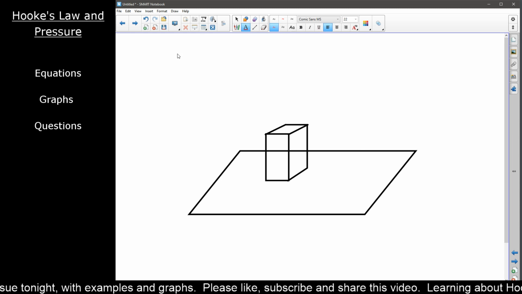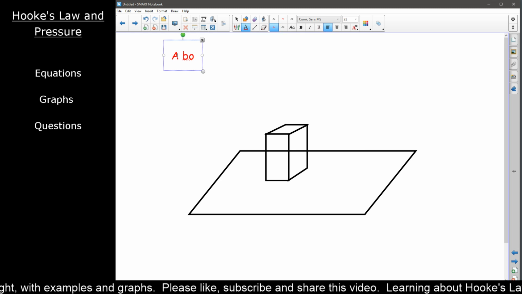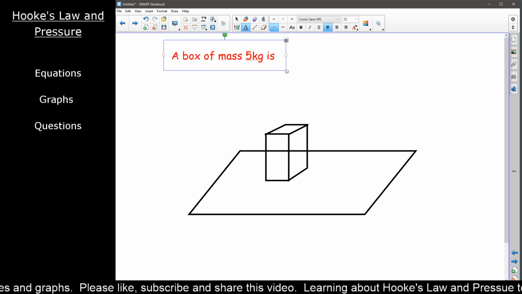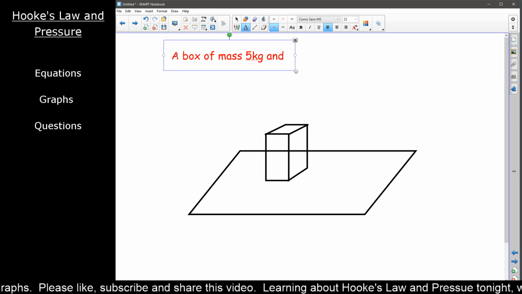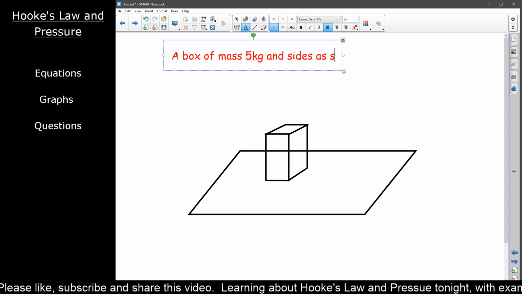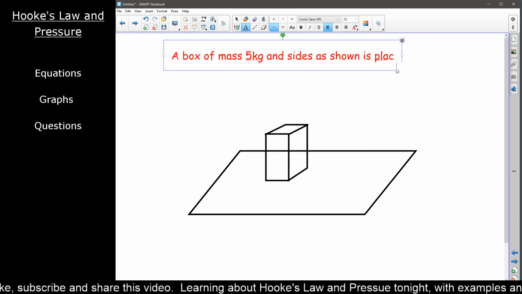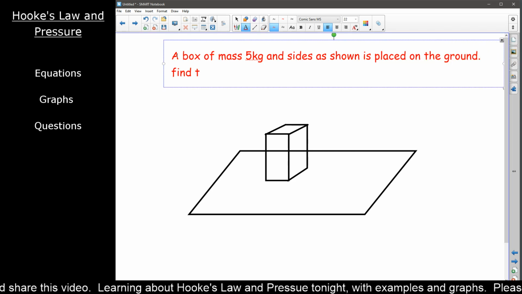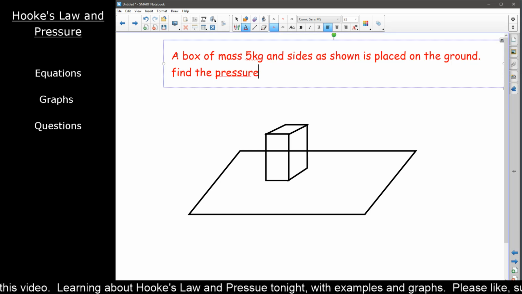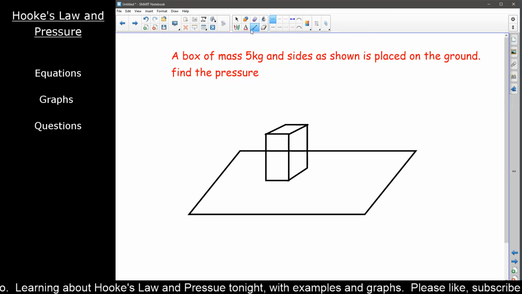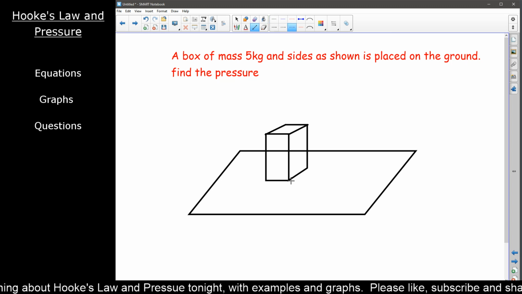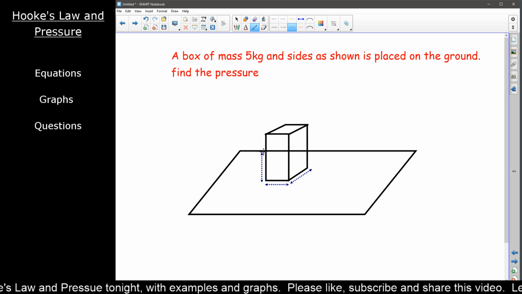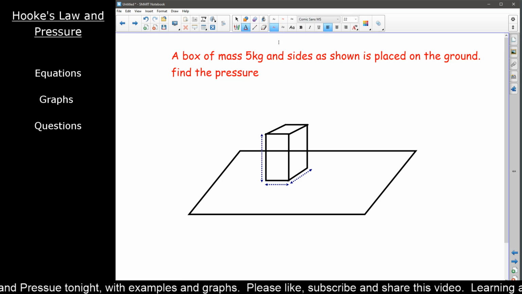What you'll end up with is a question like this. A box of mass 5 kilograms and sides as shown is placed on the ground. Find the pressure. So this is kind of a multi-part question, and then you have some measurements in here. You have a measurement here, a measurement here, and I would definitely have this measurement here for you as well. So let's put some numbers in here.